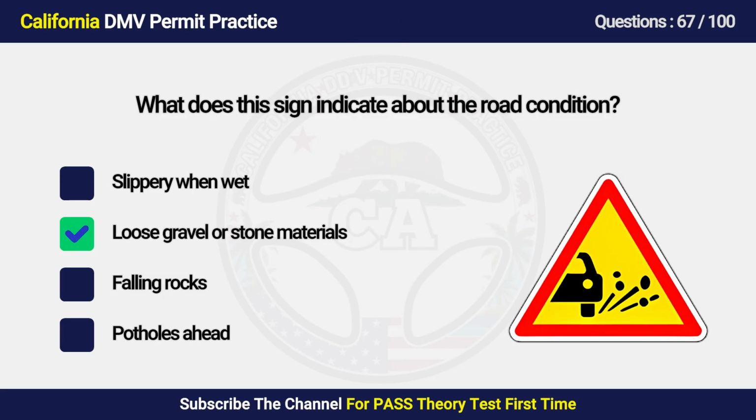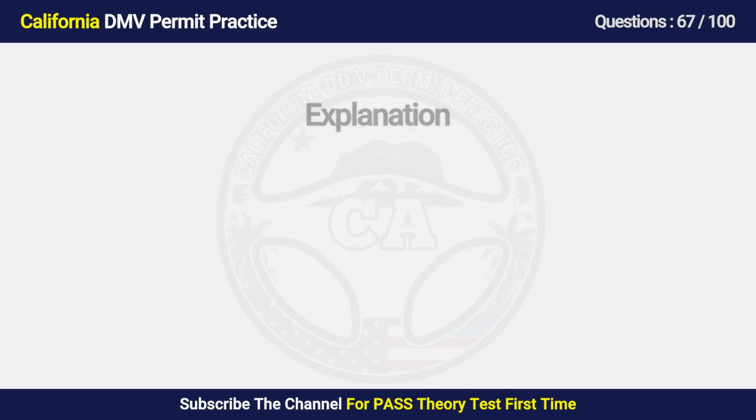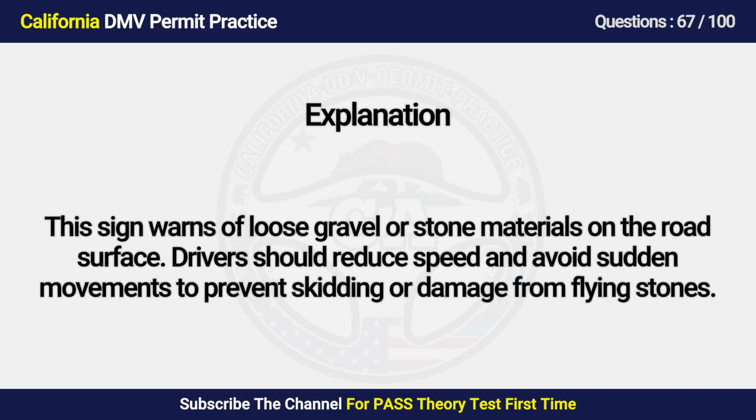Answers is B. Loose gravel or stone materials. This sign warns of loose gravel or stone materials on the road surface. Drivers should reduce speed and avoid sudden movements to prevent skidding or damage from flying stones.